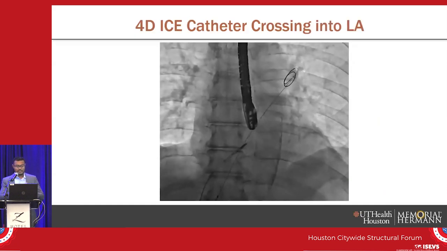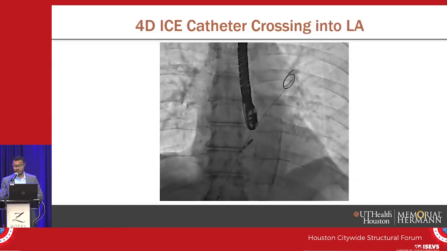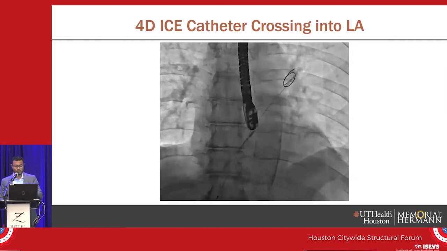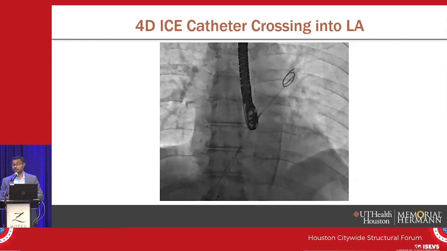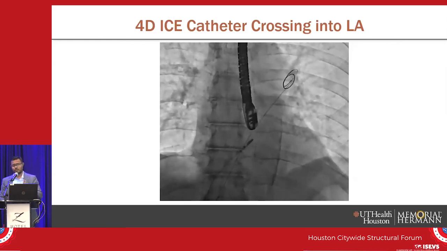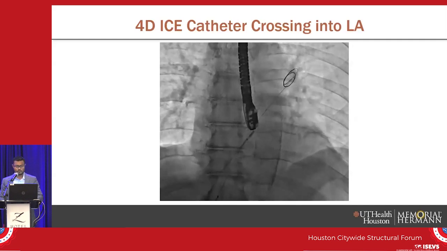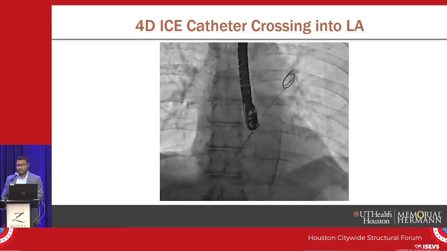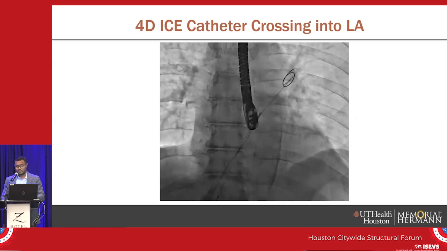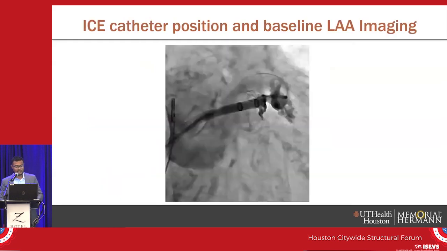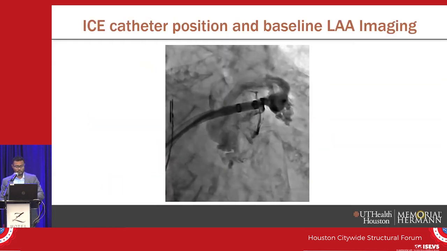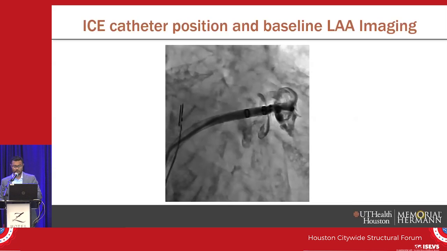This is once you have the transseptal puncture, either with the ICE or with the TE. I'm showing this case from early on in our experience; I was using both, and I still use both. I haven't matured to ICE only, but you can see once you do the transseptal puncture, you can just follow that ICE catheter alongside the wire into the left atrium. You don't need a separate transseptal puncture for that. Once you're in the left atrium, you do your measurement just like you do with the TE.